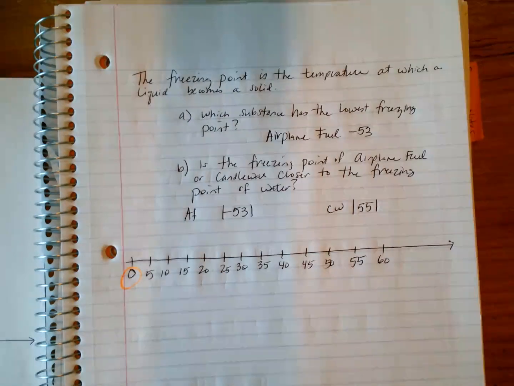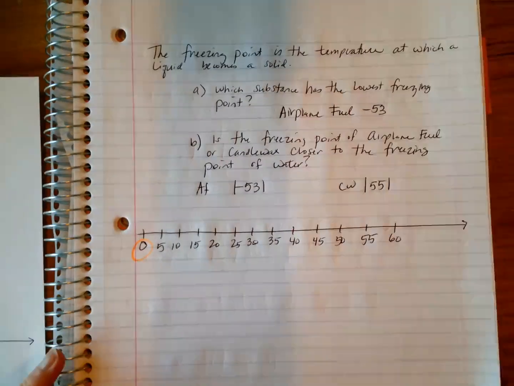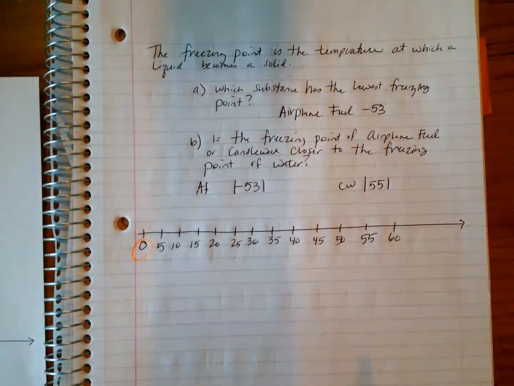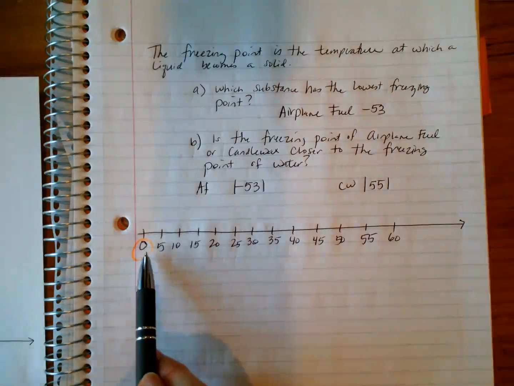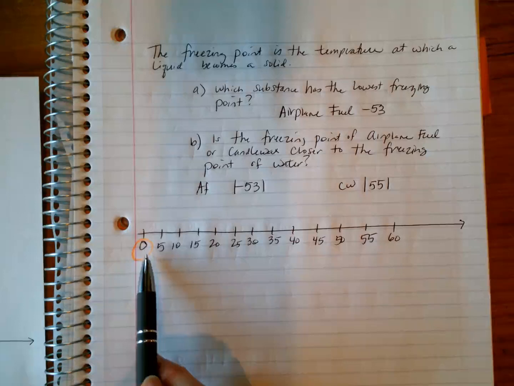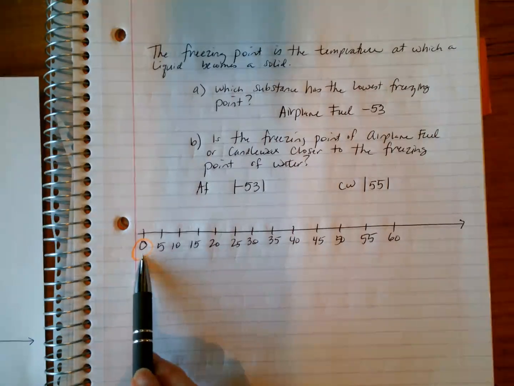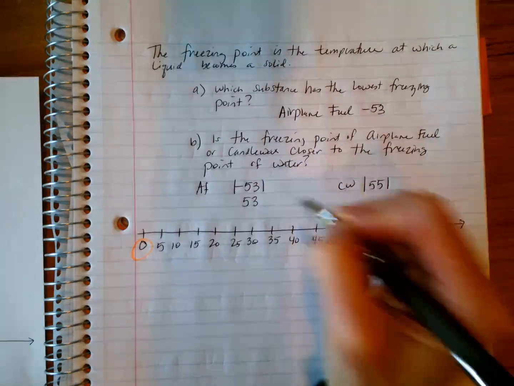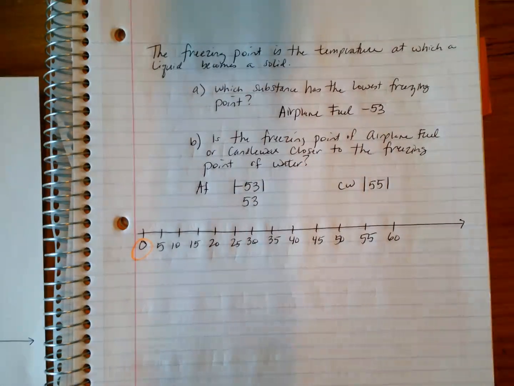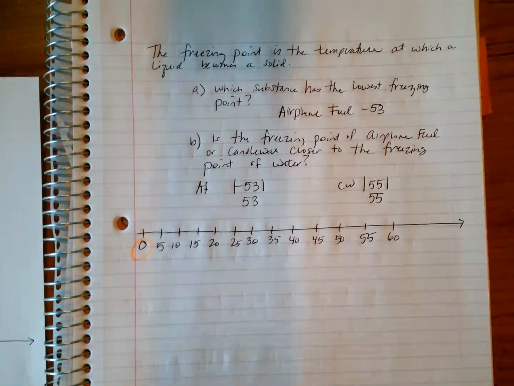So in this one, I am going to be looking at absolute value. I'm not comparing which one freezes at a colder temperature or a warmer temperature. I am looking to see which one is closer to the freezing point of water, which is 0. So I am going to use absolute value because it has nothing to do with cold or warm. It has everything to do with just how far away is it from 0. So my absolute value of airplane fuel is 53. My absolute value of candle wax is 55.